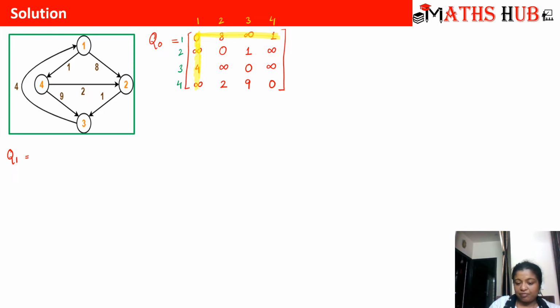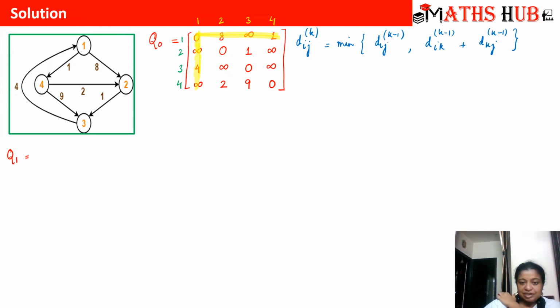If I recall the formula, let me write it down over here. Dij(k), the distance in the new weight matrix, is the minimum of Dij(k-1), the previous matrix, comma, Dik(k-1) plus Dkj(k-1). With the help of this formula, we are going to calculate all these distances. Now the diagonal entries will always remain 0 only. So let's calculate 2, 3. This is the first entry that we are going to calculate.